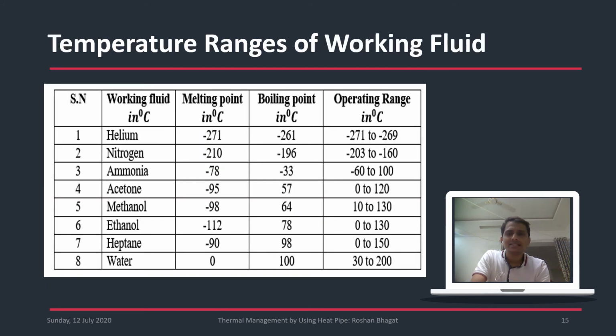Next thing, that is our temperature ranges of working fluid. So these are some temperature ranges of working fluid. Say we have helium, nitrogen, ammonia, acetone, methanol, ethanol, heptane, water. So these are operating ranges. So quite low operating ranges also there. So we can say low operating ranges, some medium operating ranges, and then we can have high operating ranges also. Like say water, if we consider 330 to 200.